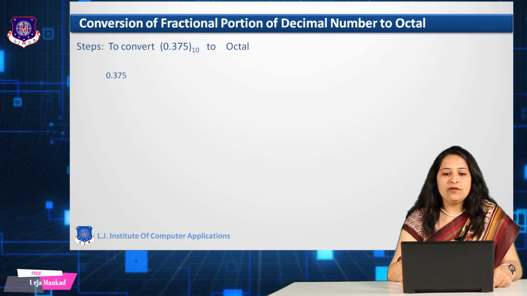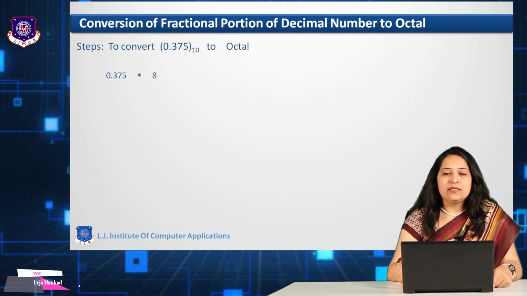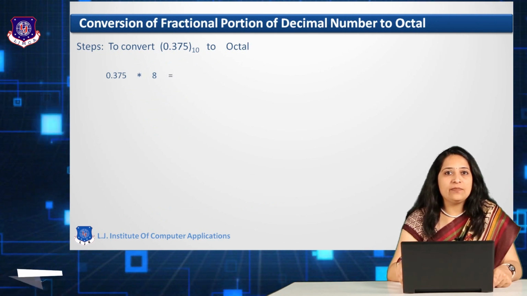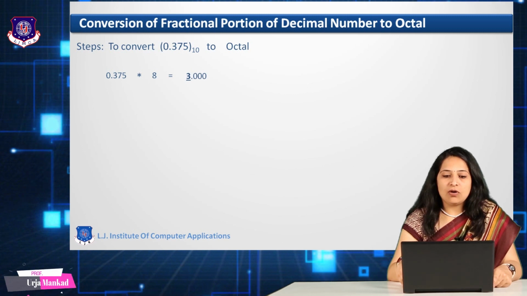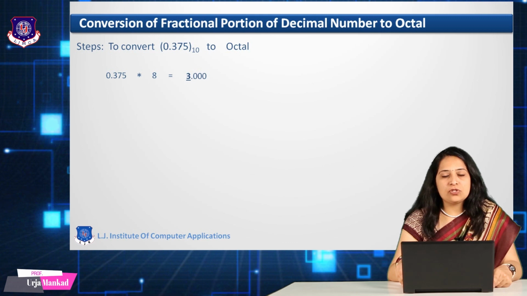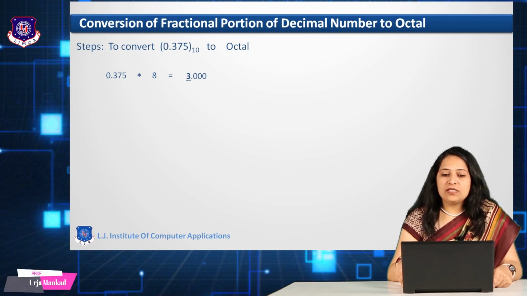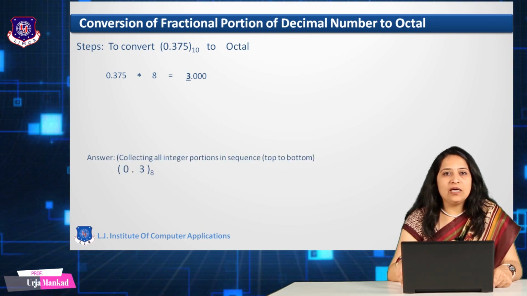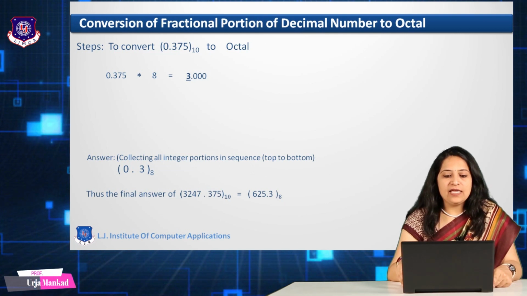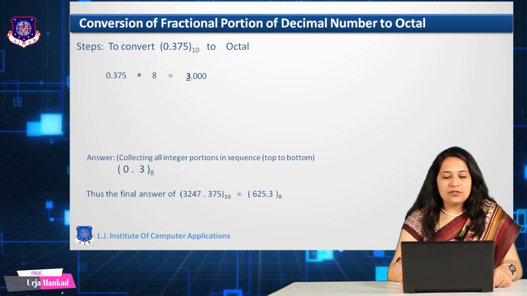Okay. Similarly, for the fraction portion, we have to multiply the fraction part by 8, because it is an octal number. So, we will get the answer 3.000. Now, after the point, the fraction portion is 000, so we cannot further multiply it. So, the answer is 0.3. The final answer we can write as 6257.3.